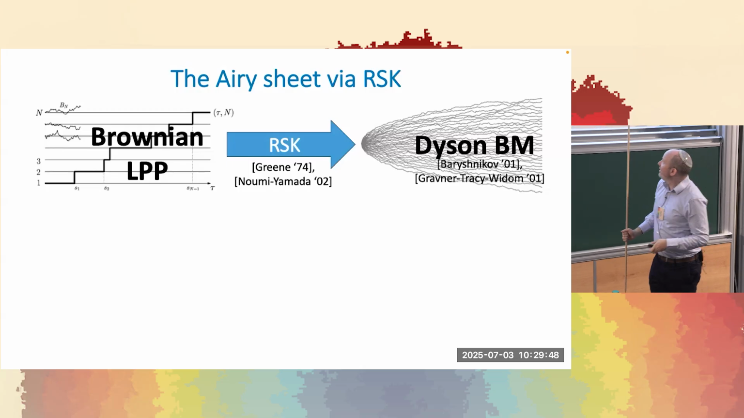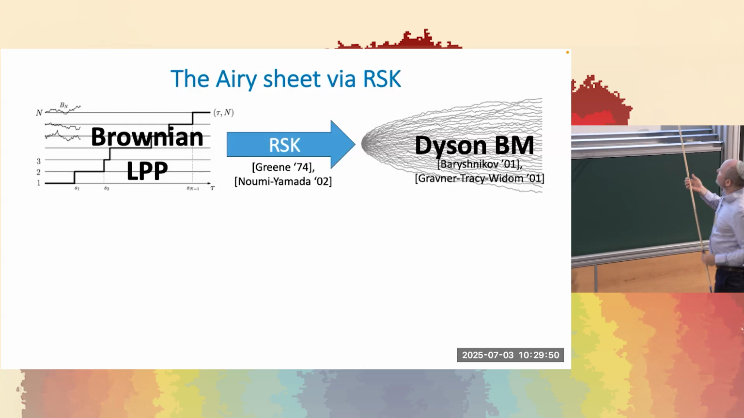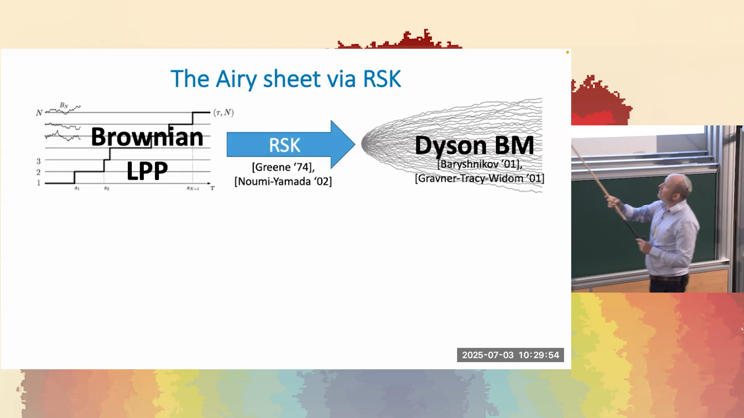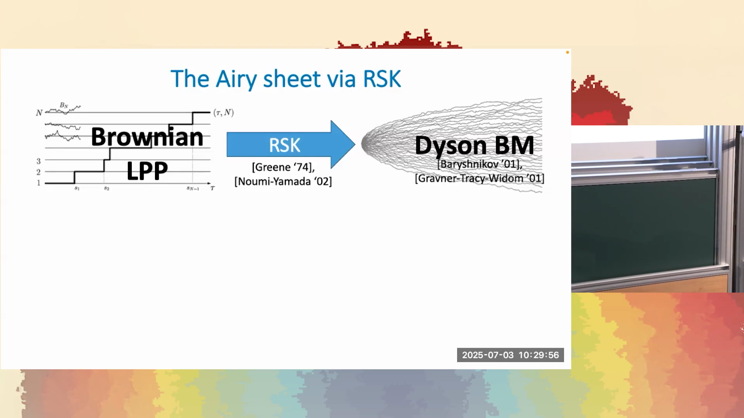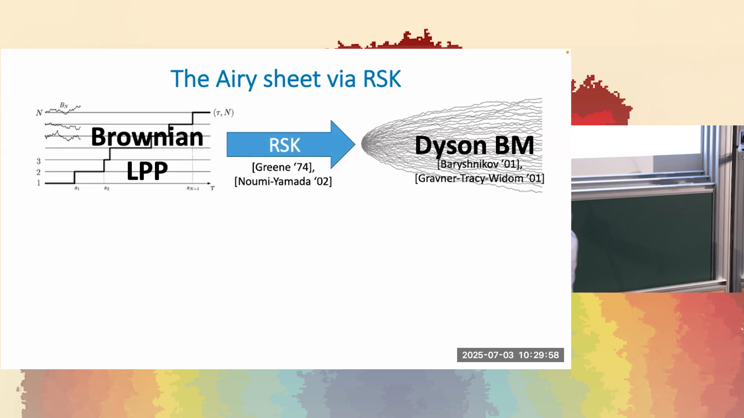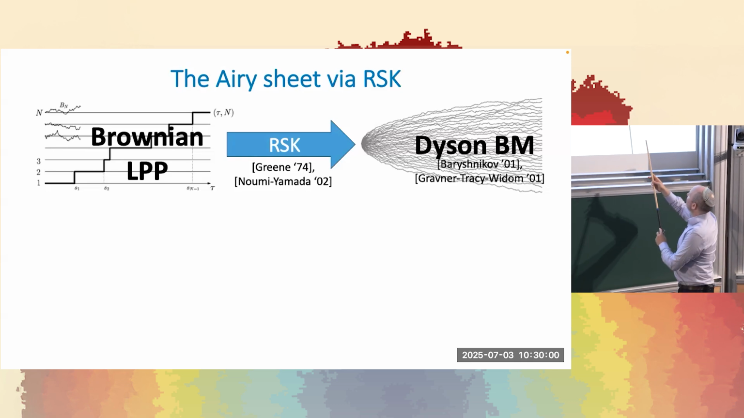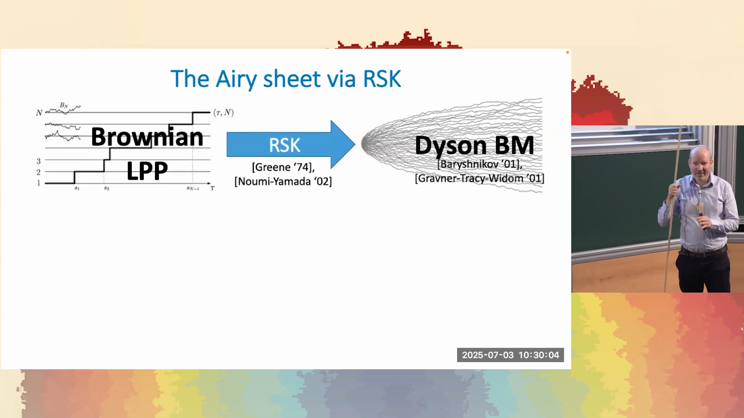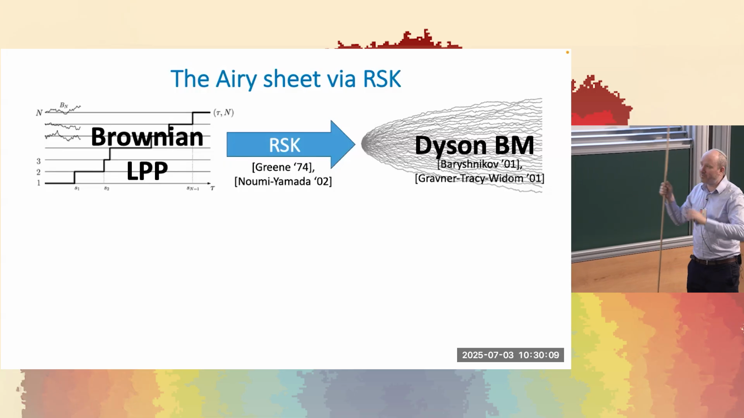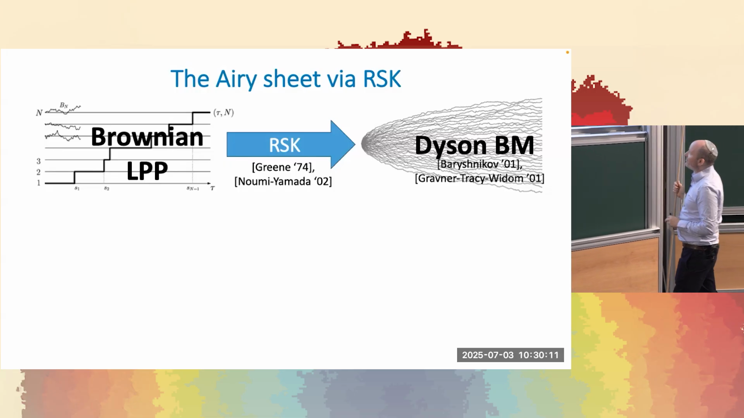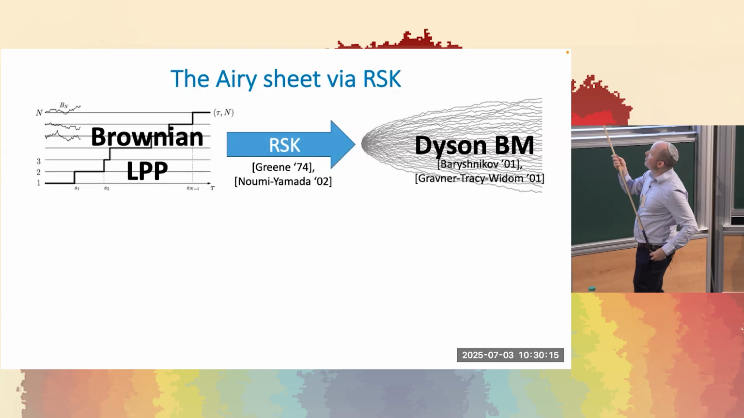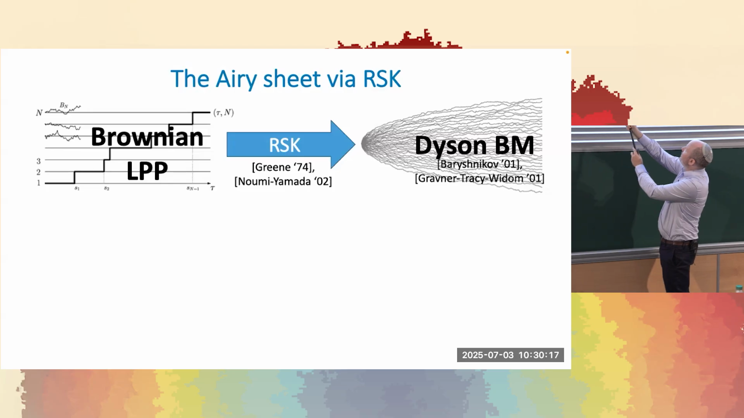Okay. Now, the result, which is very important here, is that if you take a Brownian path, so you take the Brownian measure here, and you push it forward under this correspondence, you get Dyson-Brownian motion. Okay, that is not an obvious fact. This has to do with certain intertwinings of the generator and the behavior of the RSK correspondence, but it is a fact nonetheless.